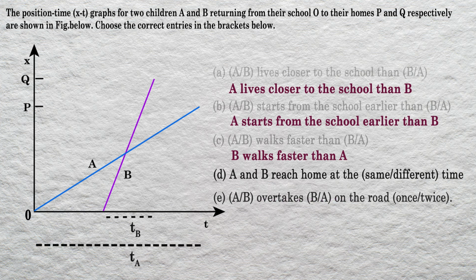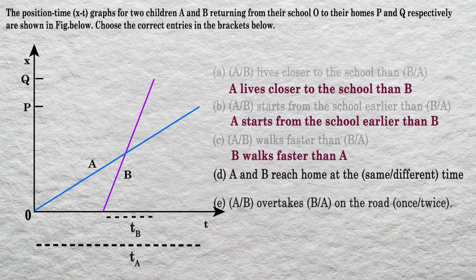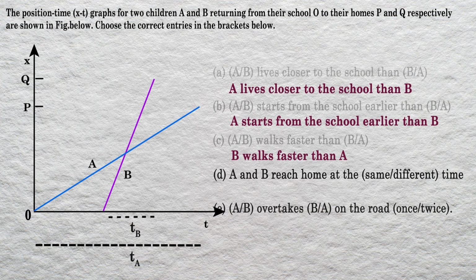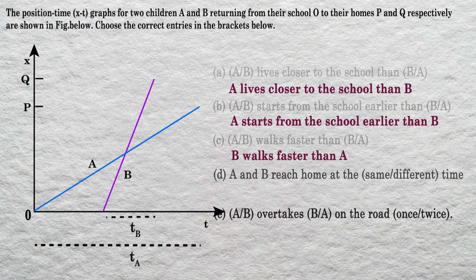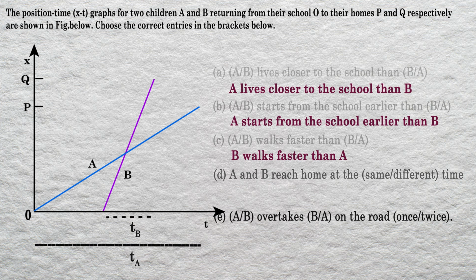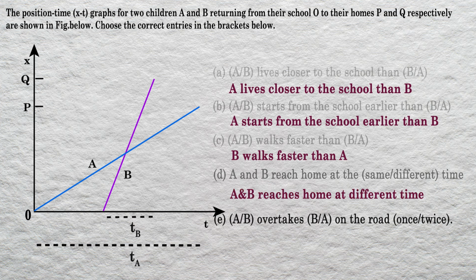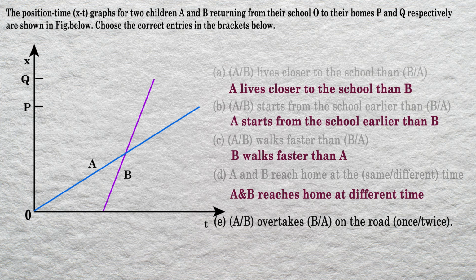The next question, A or B reaches home in same or different time? Well, they reach at different time, as you can clearly see from the graph. Who reaches earlier? B reaches earlier. Okay. B reaches earlier and walks faster. He is efficient. And the next, B is walking faster and B overtakes A.